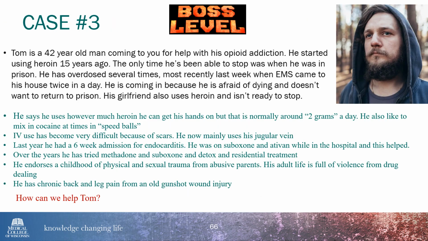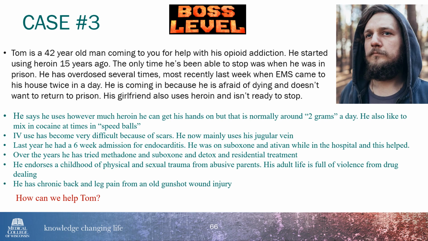Right. So this is boss level. This is our most challenging patient here. Our patient Tom is a 42-year-old man who comes to you for help with his opioid addiction. He started using 15 years ago, and he was only able to stop using when he was in prison and couldn't get heroin. He's overdosed multiple times. EMS has actually been to his house multiple times in a single day. He's coming in because he doesn't want to go back to prison and he's really afraid that he's going to die. He also lives with a girlfriend that uses heroin and isn't interested in stopping.